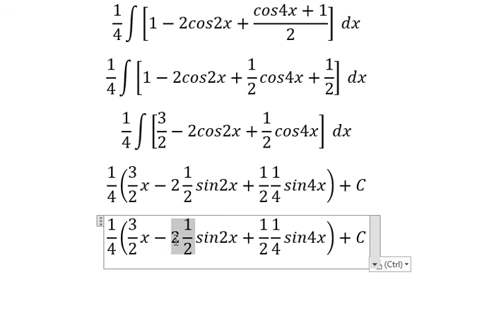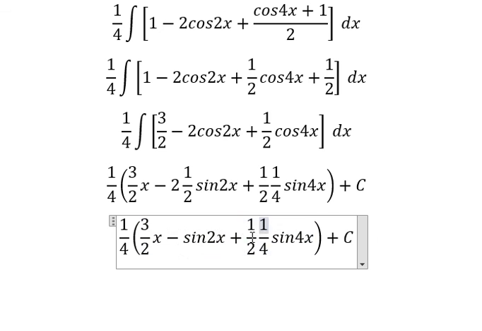Number 2 divided by number 2. 2 and 4, we have 1 over 8.